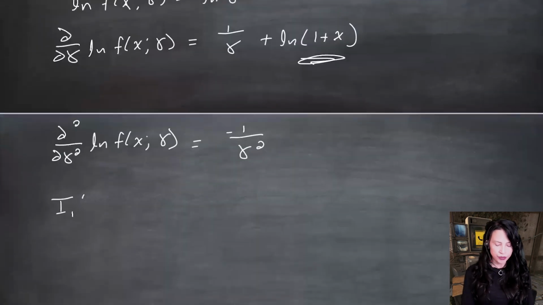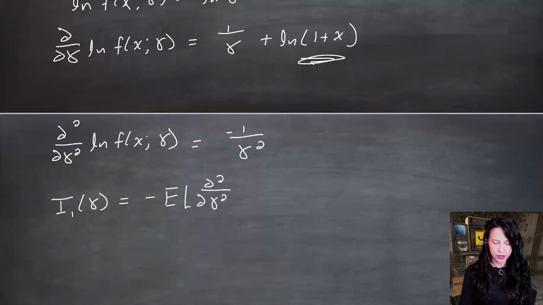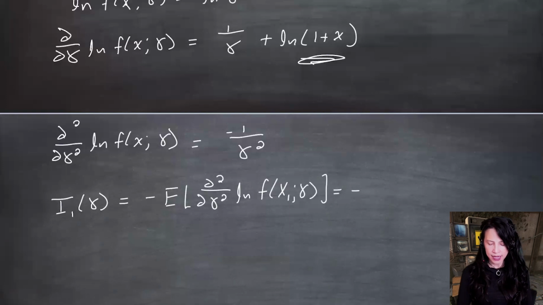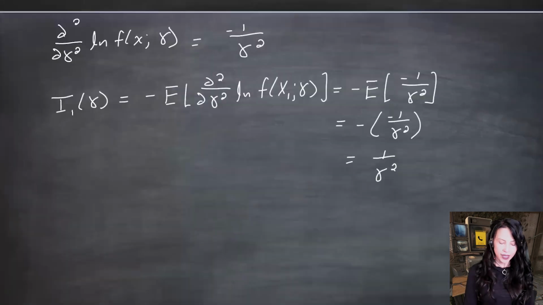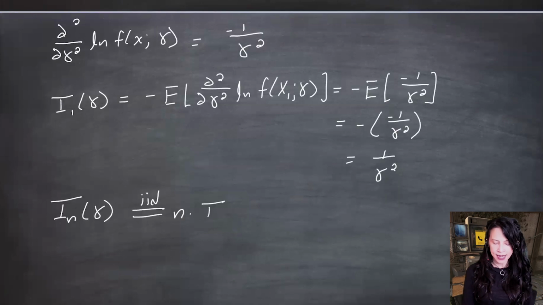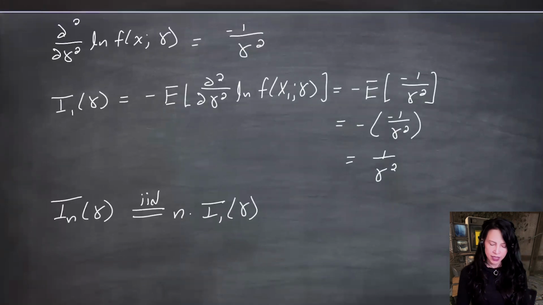So the one-dimensional Fisher information is the negative of the expected value of this second derivative, which is the negative of the expected value of negative 1 over gamma squared, which is the negative of 1 over gamma squared, because this is a constant. There's nothing random there, which is 1 over gamma squared. So the n-dimensional Fisher information, because we have IID things, is n times the one-dimensional Fisher information. And that's going to be n over gamma squared.